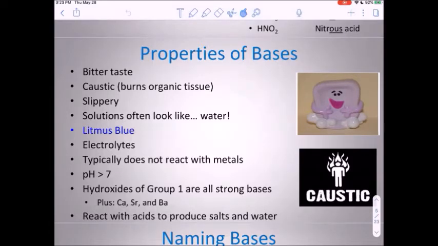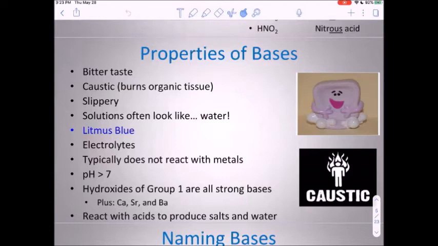They are also electrolytes. They typically do not react with metals. Their pH is greater than 7. And the hydroxides of group 1 are all strong bases. So anything that's in group 1 of the periodic table, meaning your lithium, sodium, potassium, and so forth going down, bonded to hydroxide, so lithium hydroxide, sodium hydroxide, potassium hydroxide, and so on and so forth, are all considered to be strong bases.